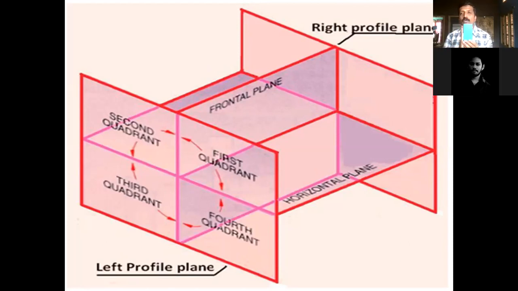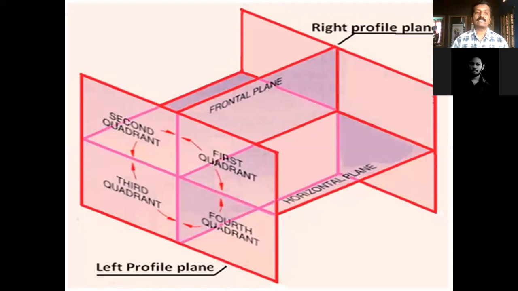The right view you are going to get on the left profile plane, whereas if I want to draw the left view, I should see from the left side of it. Whatever drawing I get will be on the right profile plane. So that's why for the first and fourth quadrant it is true, since the observer is nearer to the first and fourth quadrant. The right view you will get on the left profile plane. The left view you will get on the right profile plane.